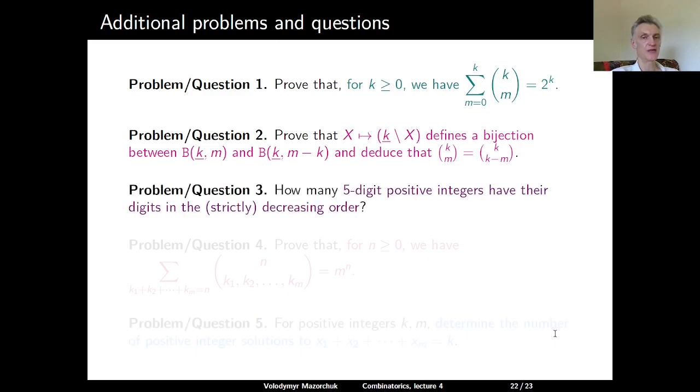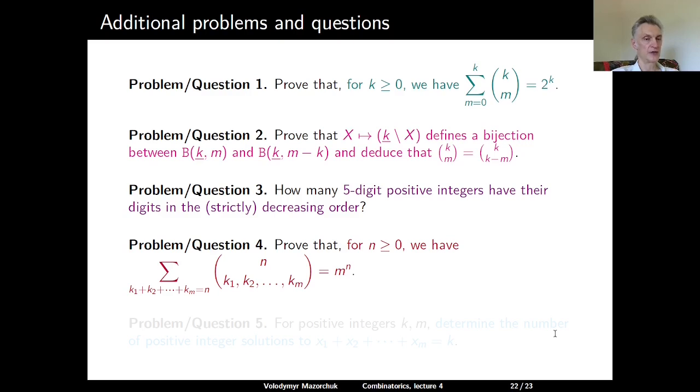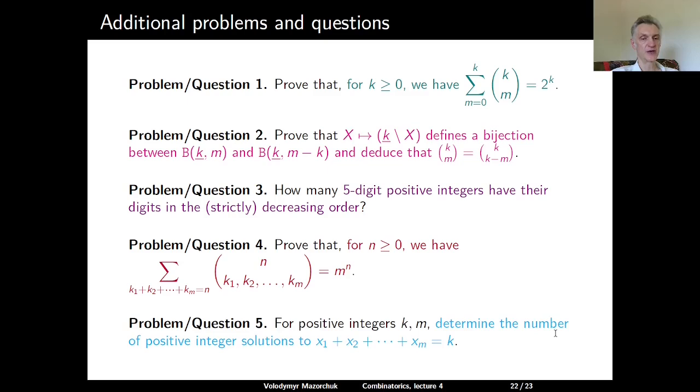Problem question 3. How many 5-digit positive integers have their digits in strictly decreasing order? Problem question 4. Prove that for n greater than or equal to 0, the sum over all k1, k2 and so on, km, non-negative integers which add up to n, of the corresponding multinomial coefficients n choose k1, k2 and so on, km, equals m to the power n. And problem question 5. For positive integers k and m, determine the number of positive integer solutions to x1 plus x2 plus and so on plus xm is equal to k.